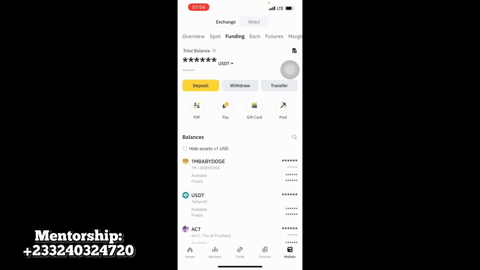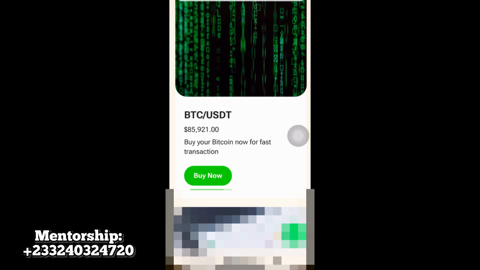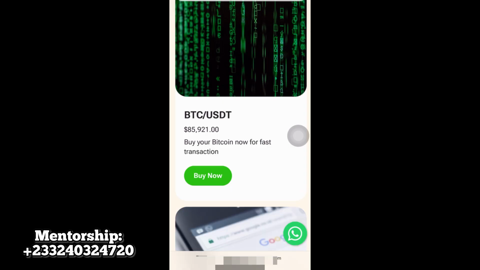When you buy it, the money will be in your funding wallet. You have to transfer the money from the funding wallet to the spot wallet so that you can do what I'm about to teach. After transferring, you come to your trade, and make sure that it's on BTC USDT. In this case, we are not buying it from here. You will be buying it from here rather.